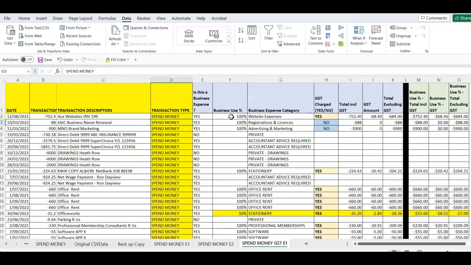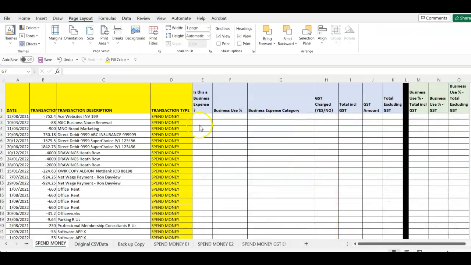What we do want to go through in this video is an example where GST was charged, an example where GST isn't charged, and also an example where GST is charged but the business use of the transaction is not 100%. So let's go back to a starting position where we've exported the bank account transactions. We've just got the raw bank data, and then we have identified the spend money transactions. They're the transactions on the left. We work through the blue columns.